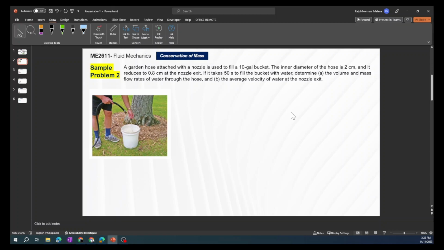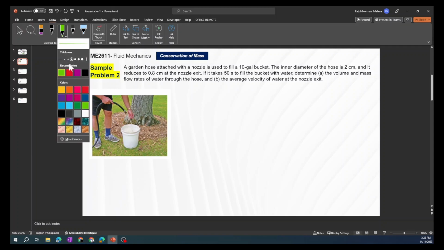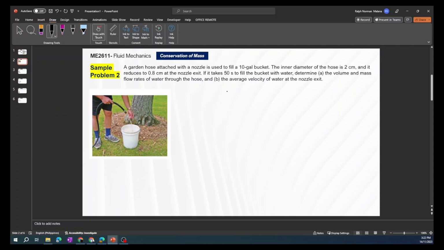Okay, let's have another problem naman for conservation of mass. So here we have sample problem number 2. It is a garden hose problem. So this is a water flow through a garden hose nozzle. A garden hose is attached with a nozzle and is used to fill a 10-gallon bucket. The inner diameter of the hose is 2 centimeters, and it reduces to 0.8 centimeters at the nozzle. So it takes about 50 seconds to fill the bucket with water, and we're here to determine A, the volume and mass flow rate of water through the hose, and B, the average velocity of water at the exit.